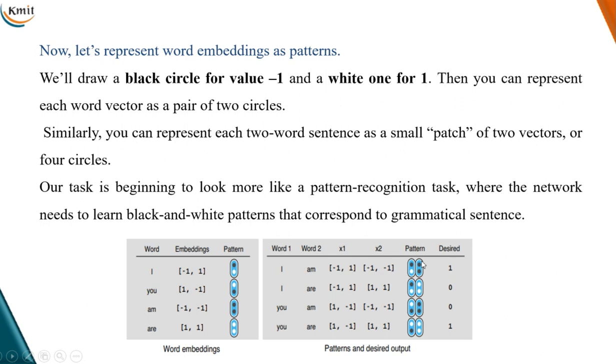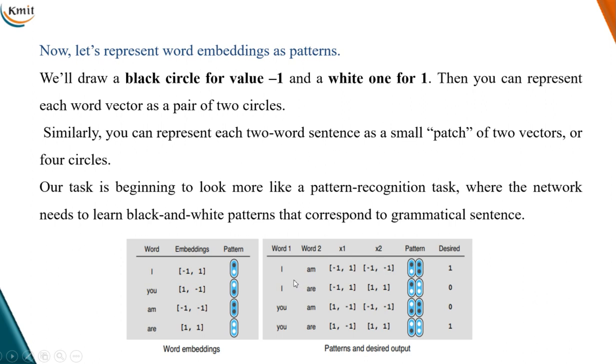Here our task is mostly to concentrate on pattern recognition, where the network learns from these black and white patterns, which corresponds to understanding whether the sentences are grammatically correct or not. When I form two words, I am taking a patch of two vectors, that is four circles. The desired output gives you 1 for a grammatically correct sentence and 0 for a grammatically incorrect sentence.